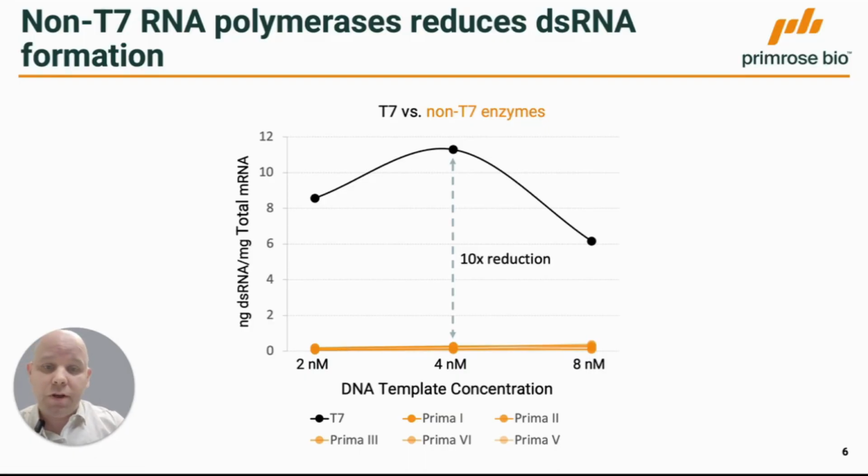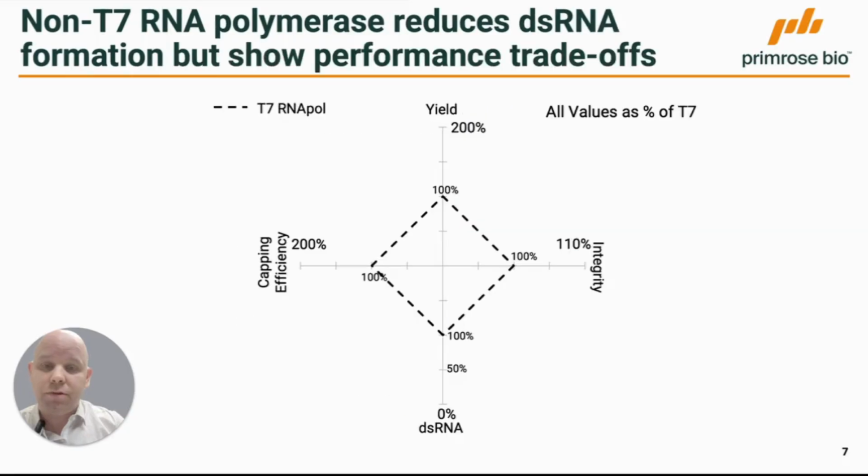These non-T7 enzymes are, of course, of high interest, but there are some caveats with those that I will walk through here, and also a solution to those caveats. Here we are looking at all four main KPIs: double-strand RNA, capping efficiency, yield, and integrity. And here in black, we have set T7 RNA polymerase to 100%.